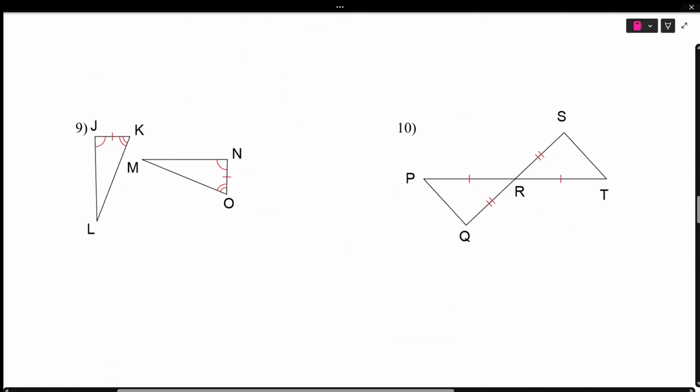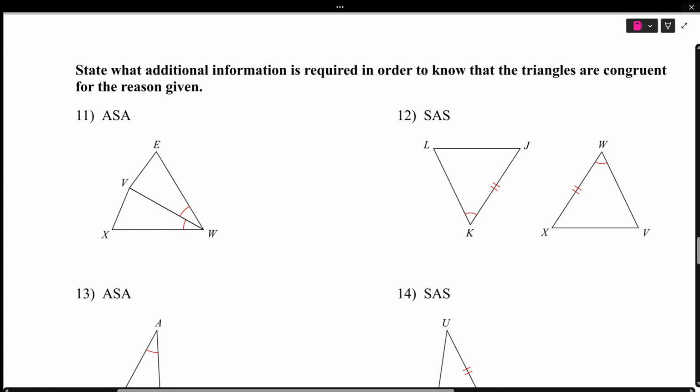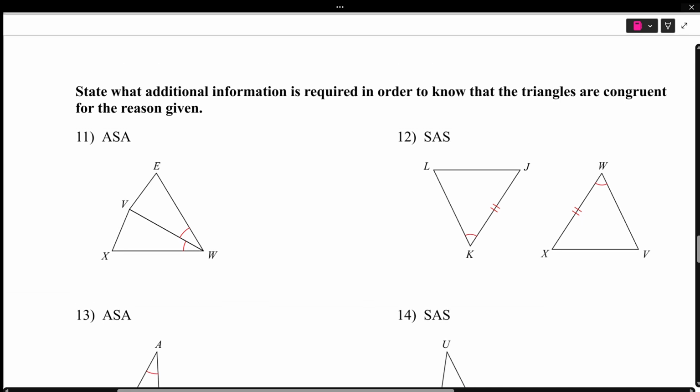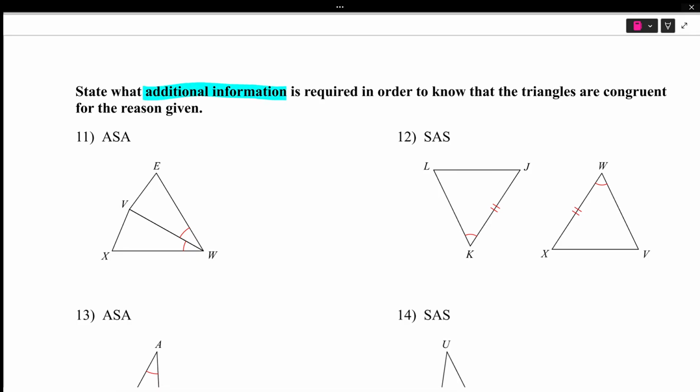Okay, I'm gonna go down to number 11. State what additional information is required to know that the triangles are congruent for the reason given. So number 11, we're using ASA, angle, side, angle specifically. Very similar to what we just did in number 7, but we want to figure out how we can use angle, side, angle here. So we're kind of working backwards.